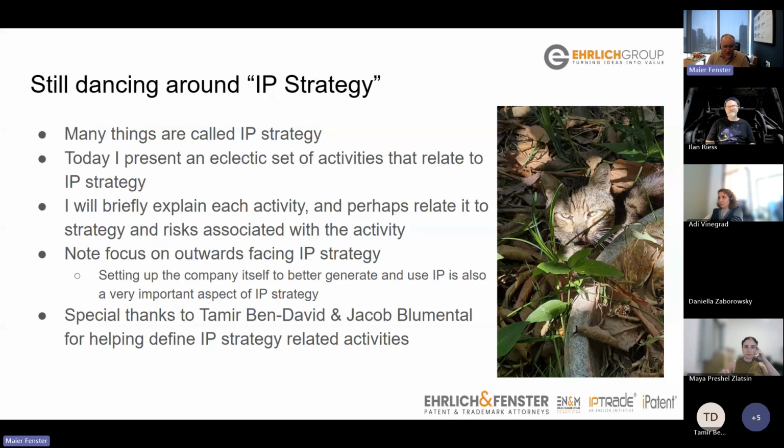I will be focusing on what I call outward-facing IP strategy, meaning you're filing patents against a competitor, or you're trying to encourage an investor to invest, and things like that. Part of IP strategy is setting up your company so that it generates and maintains good IP. That's super important, and I'm really not going to talk about it today. Special thanks to Tamir Ben David and Yaakov Blumenthal, who helped me define or fine-tune some of these activities.